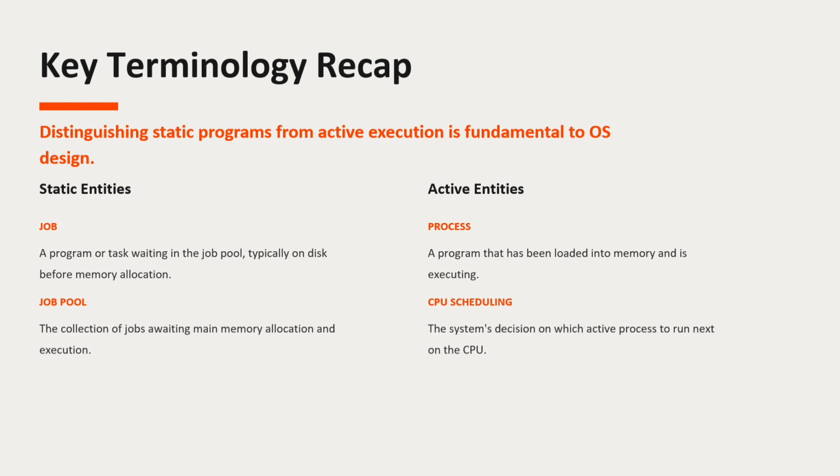Now let's clarify some important OS terms. First is job. A job is a program waiting in the job pool, usually stored on disk before it is loaded into the memory. After that, what is a process? A job that has been loaded into the memory and is currently executing is called a process. And next is CPU scheduling, the decision making process of the OS that decides which process runs next on the CPU. So understanding the difference between job and process is fundamental to OS design.